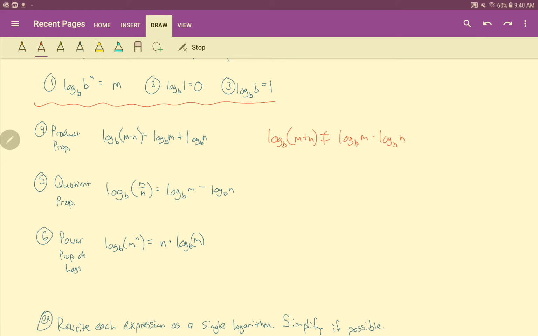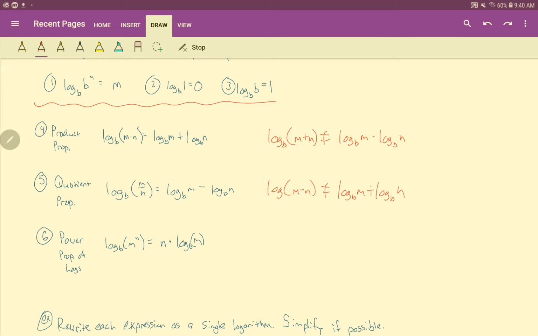All right, then for the quotient property, similar kind of idea, right? If we had multiplication and that resulted in addition, then it would make sense that if you have division inside a logarithm, it results in subtraction, right? And again, in general though, if you have subtraction inside, it does not equal division on the outside between these two things. Okay, so again, do not do this. You cannot really simplify subtraction inside a logarithm or addition inside a logarithm unless those numbers are already like terms in the first place.